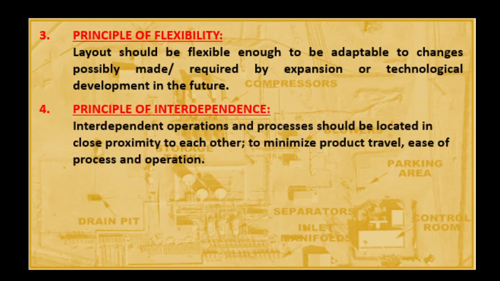So, fourth one na ginagamit natin is yung tinutukoy natin principle of interdependence. Interdependent operations and processes should be located in close proximity to one another. This is to minimize the product travel as well as to provide ease of process as well as operation. Locating processes or equipment that depend on each other reduces material handling or travel cost while also keeping product damage due to movement at a minimum.